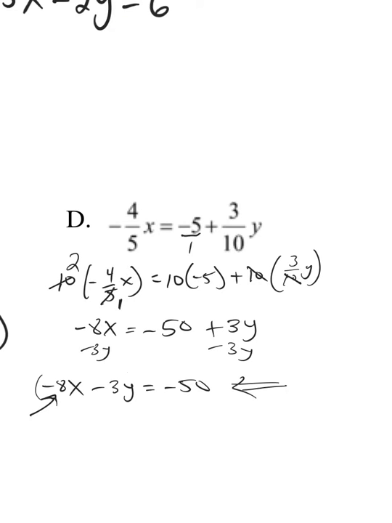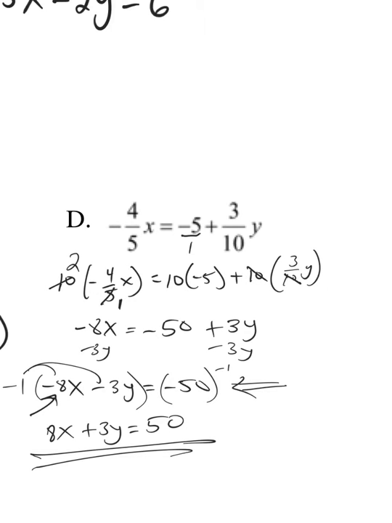So I'm going to multiply this side by negative 1 and this side by negative 1. When I distribute my negative 1, I get 8x plus 3y. On this side, negative times negative 50 is positive 50. There is proper general form. All my terms have integers in front of them. In the very first term, it's a positive integer.